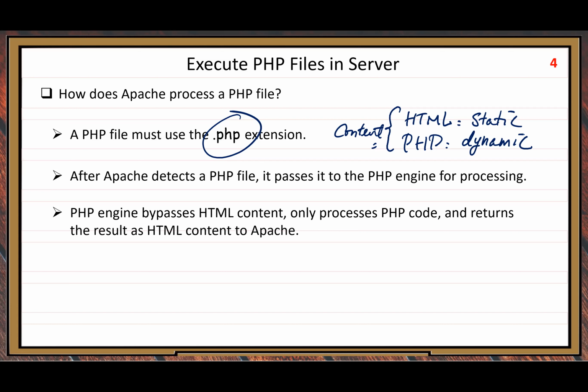The PHP engine processes a PHP file in this way: it skips HTML content and does nothing on it. It only processes the PHP, only does the translation following the PHP rules for the PHP code inside the special PHP tags. Then it returns the result as HTML content to Apache.